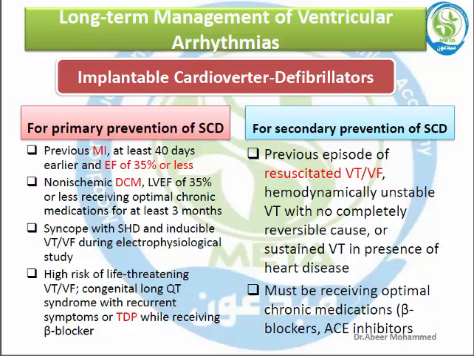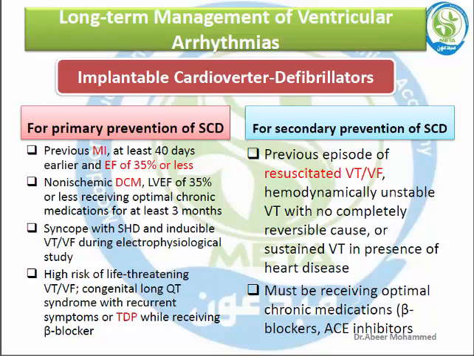Primary prevention is when the patient has a previous MI at least 40 days earlier, and at the same time has heart failure with reduced ejection fraction, or non-ischemic dilated cardiomyopathy, where the ejection fraction is below 35, meaning reduced ejection fraction, while he is receiving optimal chronic medication like ACE inhibitors or beta blockers or spironolactone or ARNIs like sacubitril valsartan, at least for 3 months, and still has symptoms of heart failure. He is then at risk of sudden cardiac death, so we place an ICD as primary prevention.